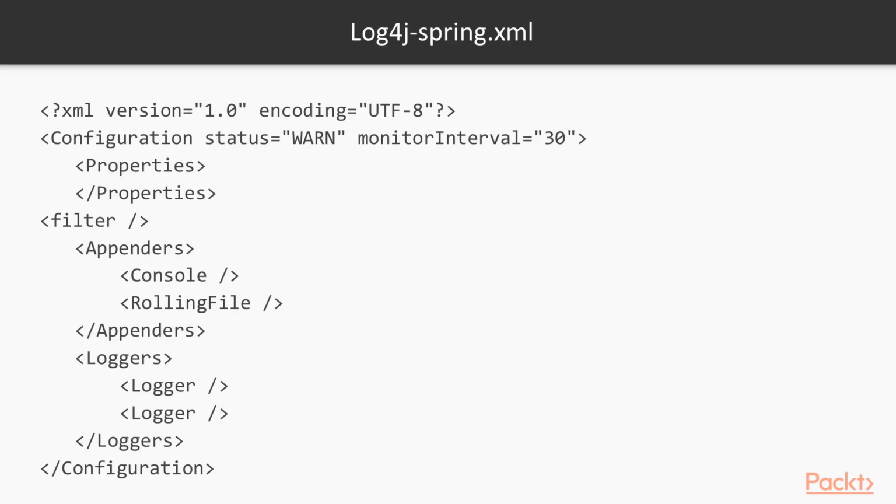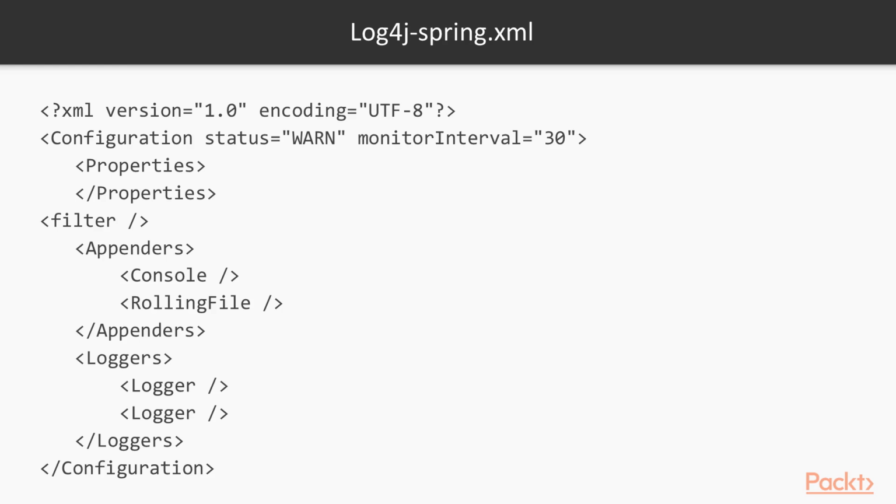The configuration of Log4j is easy. You can define either a Log4j 2 XML or better, Log4j 2 Spring XML file. Or you can define the configuration as a JSON file or even as a YAML file. This is the basic structure of a Log4j configuration file.